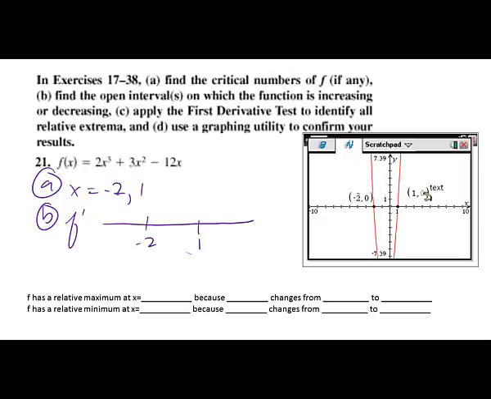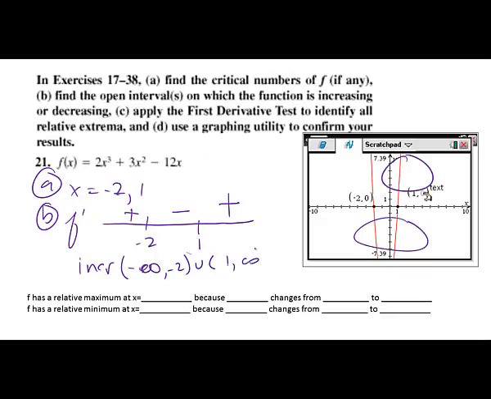Am I above the axis or below the axis? Above to begin with, then what happens? Below, and then above. So, where is the original function increasing? Negative infinity to -2, and where else? 1 to infinity. Where's the original function decreasing? -2 to 1.